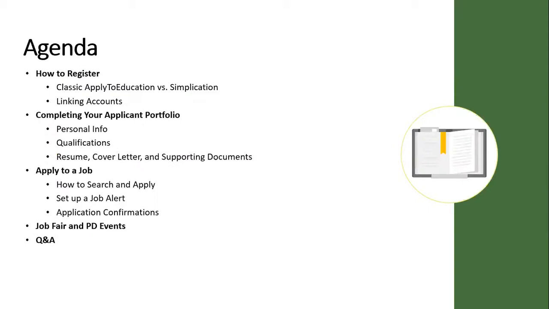I'm going to give you a quick little rundown of the agenda. I'm going to show you how to register your account. Big thing, what is Simplication versus Classic, how to link your accounts. We're going to go through how to complete your applicant portfolio, so what things you want to include and what employers are looking for, and then how to apply for a job. And then we'll touch briefly on things like job fairs and PD events. And then any questions you have, take them down. We'll have a little Q&A at the end that I can answer for you.